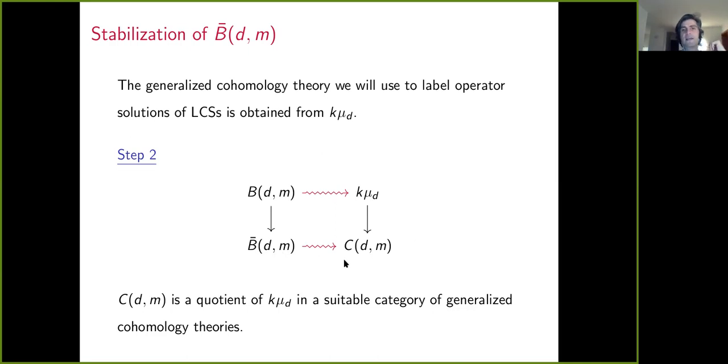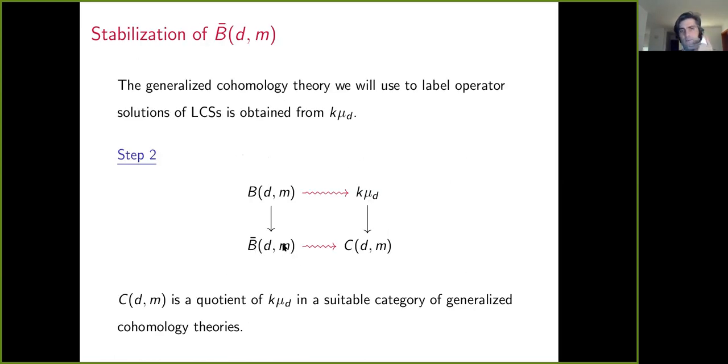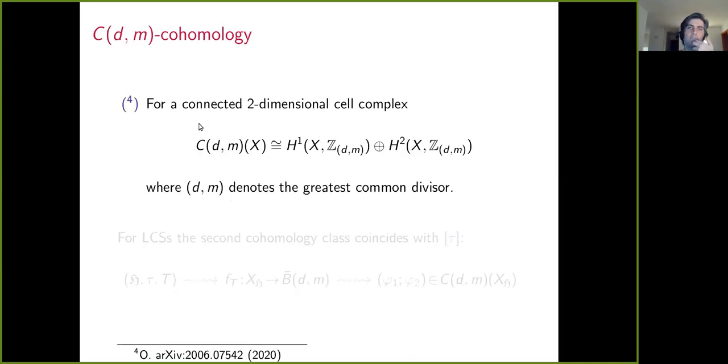But anyway, here this generalized cohomology theory exists by some techniques from stable homotopy theory, and the goal here, what we have achieved, is that you can compute everything about this cohomology theory, whereas we were not able to compute the homotopy on the left-hand side. So for a connected two-dimensional cell complex, for example, a topological realization, the CDM cohomology of a space is given by a direct sum. So there are two copies here of the H1 and H2 of the space in coefficients ZDM. And ZDM here is integers modulo the greatest common divisor of these two numbers.